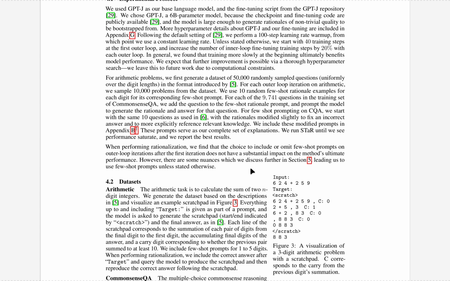We run STaR until we see performance saturate, and we report the best results. When performing rationalization, we find that the choice to include or omit few-shot prompts on outer loop iterations after the first iteration does not have a substantial impact on the method's ultimate performance. However, there are some nuances which we discuss further in section 5, leading us to use few-shot prompts unless stated otherwise.